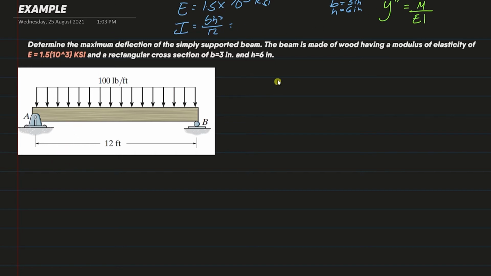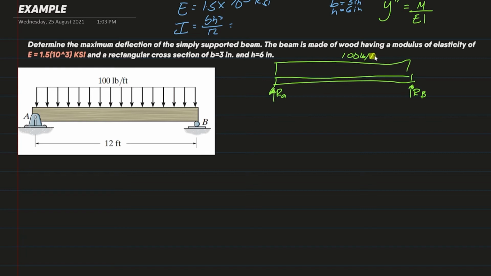So, let us solve for that. So, una, ilatag muna natin yung ating beam. Let's draw the free body diagram. Here is a reaction, RA. And here is a reaction, RB. And we have here a 100 pound per feet na distributed load along this 12 feet na beam. Okay. So first, we need to solve for the reactions muna.